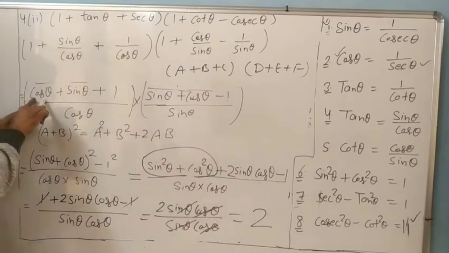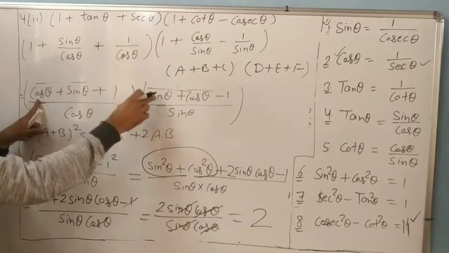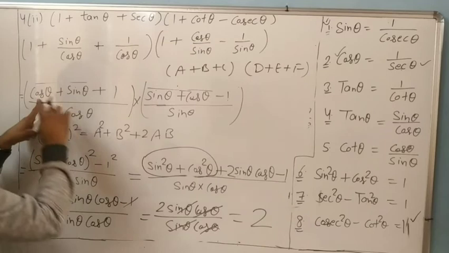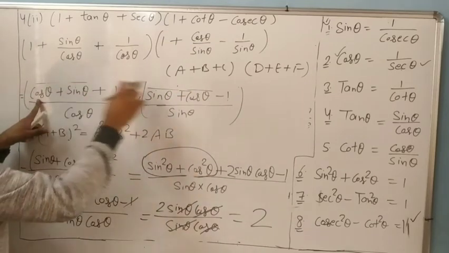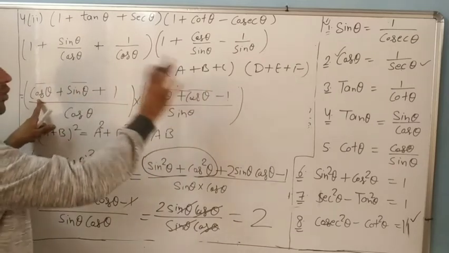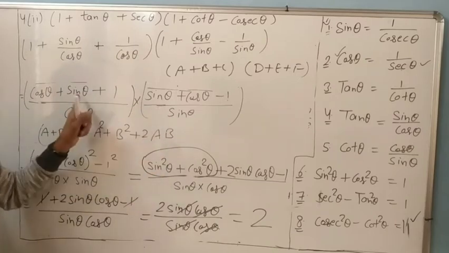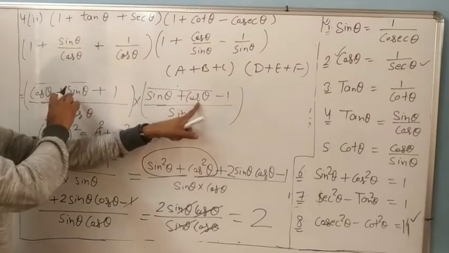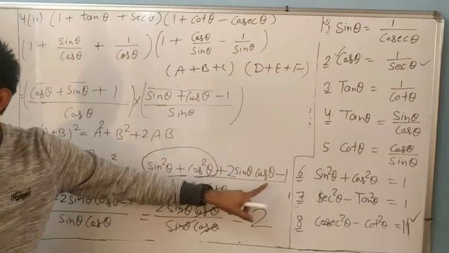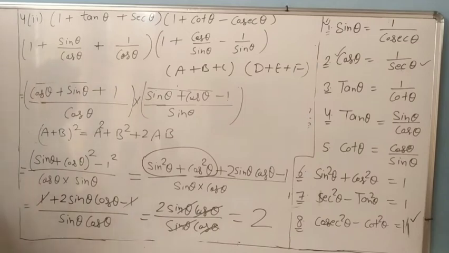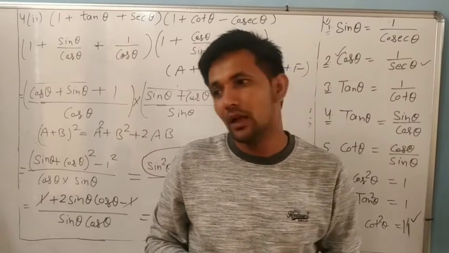Otherwise, cos theta into sin theta. Look at cos theta into sin theta: cos sin theta. Cos theta into cos theta: cos square theta. Cos theta into minus 1, so minus cos theta. Okay dear. Now sin theta into sin theta: sin square theta. Sin theta into cos theta, and 1 in the starting. Cos into sin, so 2 sin theta. So it becomes the same. If you don't know the formula, you can multiply like this also. Please note it down.